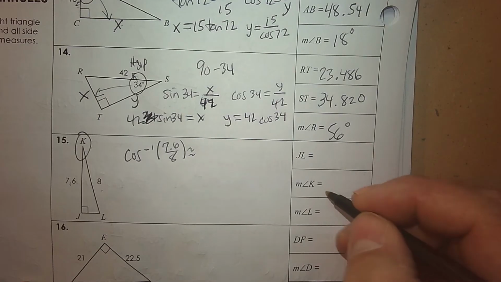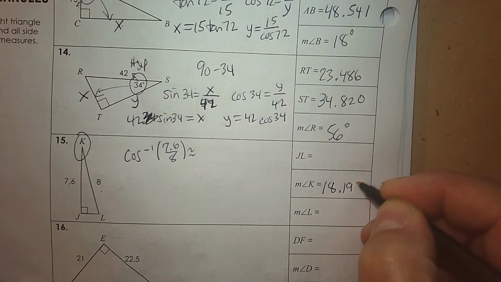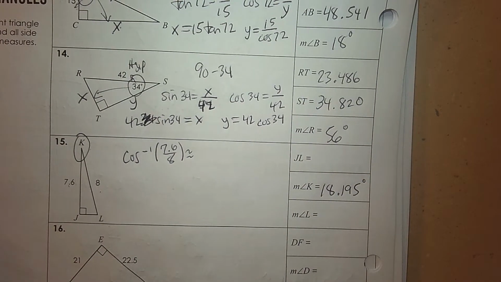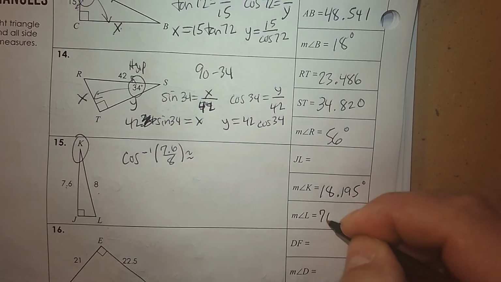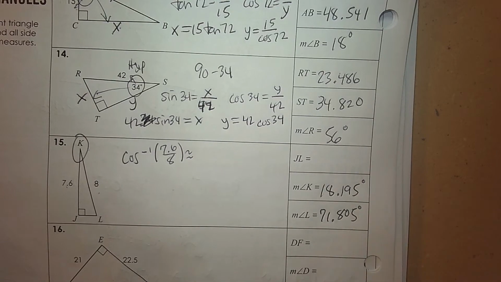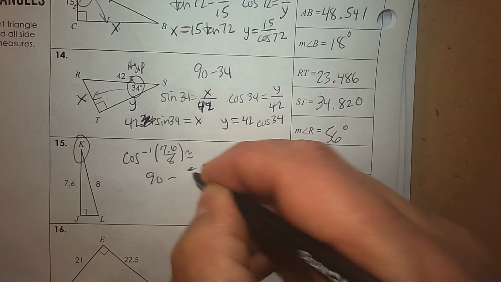So for angle K, that's 18.195 degrees. Do I need trigonometry to find L? No. Now, all I've got to do is subtract 90, right? In fact, just type in subtract 90. And then what's the other missing angle if you subtract 90? 71.805. Again, what did I do? Subtract 90, subtract that answer.